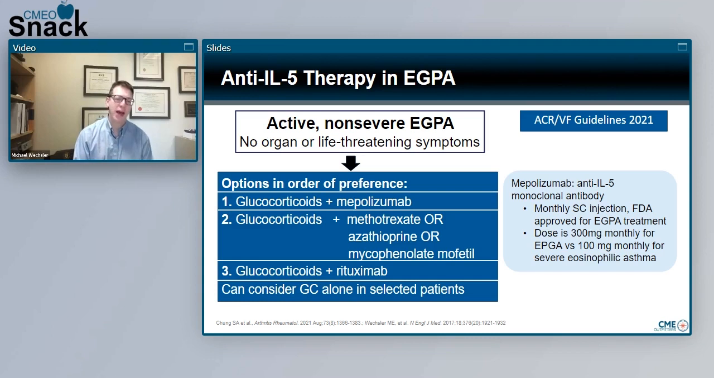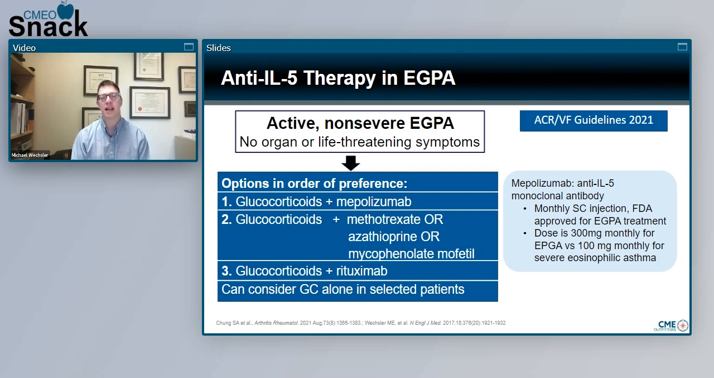One of the newest strategies that has emerged over the last several years has been the implementation of trying to target the eosinophil. And the way that's been done most recently is by targeting interleukin-5. IL-5 is a cytokine that's predominantly involved in the maturation, proliferation, and activation of eosinophils. And so over the last several years, there have been several therapies that have targeted IL-5 or its receptor.